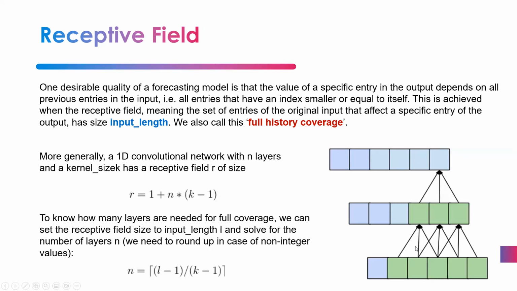So what is usually done is you can add multiple hidden layers to allow you to do this in a nice fashion. More generally, a one-dimensional convolutional network with n layers and kernel size of k has a receptive field defined by this equation. To know how many layers are needed for full coverage, we can set the receptive field size to the input length I and solve for the number of layers n based on this equation.